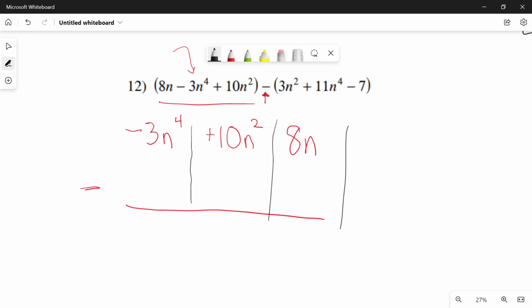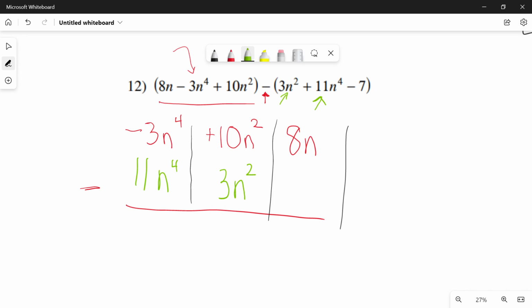And I think we talked about this yesterday, but the idea of making columns and keeping your columns true, right? So anything that I'm going to take away that's from the fourth, like this guy right here, needs to go in the column with the fourths. So 11n to the fourth, right? And then here's a square right here. That's 3n squared. There's no sign in front of this one, so I assume it's positive.